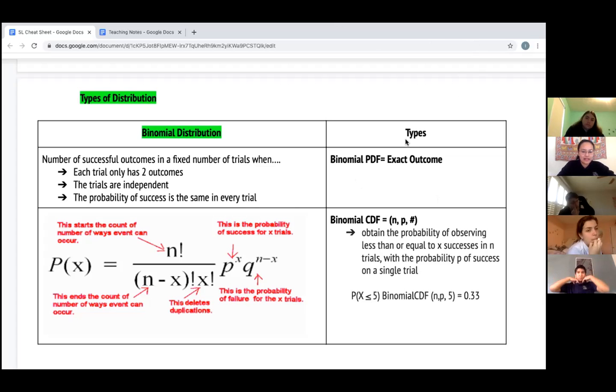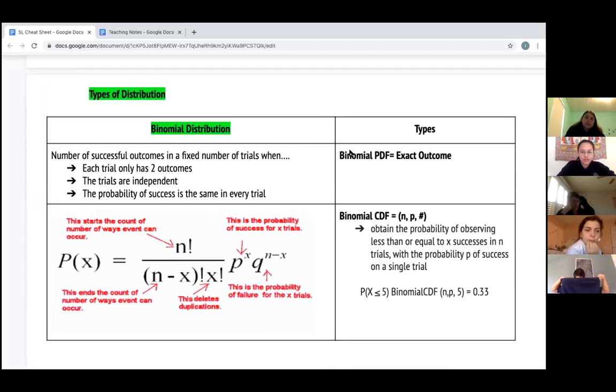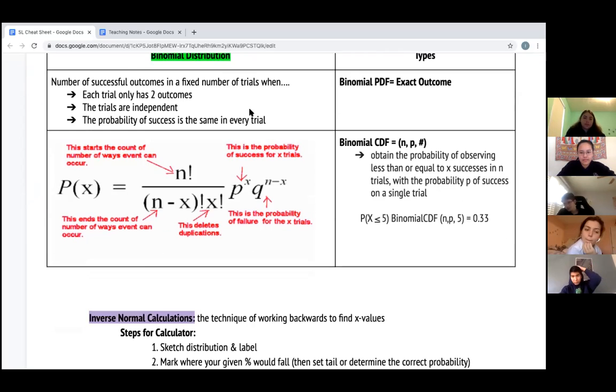Just to practice this, I would say for the types of distribution, because we go over normal distribution in a minute, as a side note, this is the stuff where you're probably going to have to go on Delta Math and our worksheet and practice on your own, because a lot of it is honestly just remembering how to work the calculator.